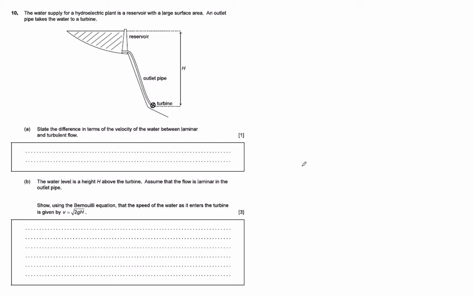The water supply for a hydroelectric dam is a reservoir with a large surface area, right? That means, by the way, if water is flowing out of here, we can say that essentially the velocity right there is 0. Okay, that's what the large surface area does. An outlet pipe takes the water to a turbine. State the difference in terms of velocity of the water between laminar and turbulent flow.